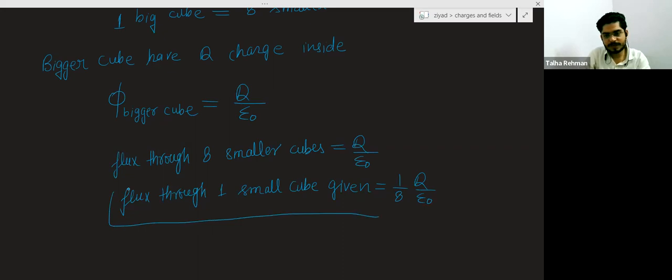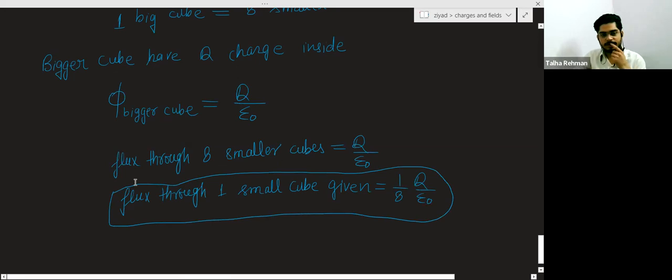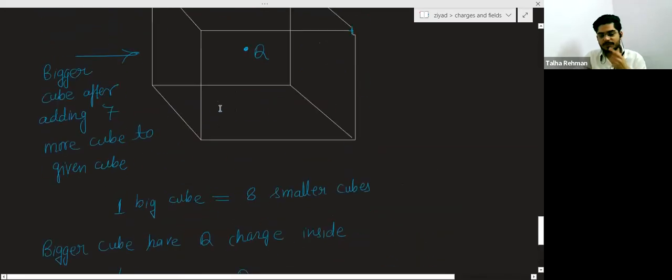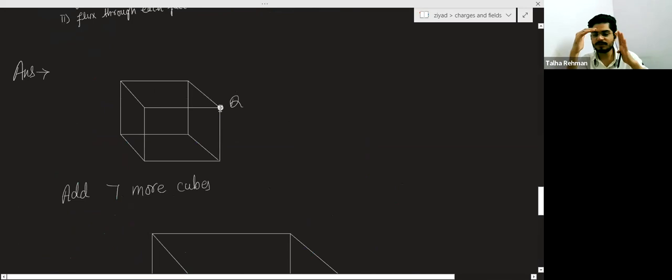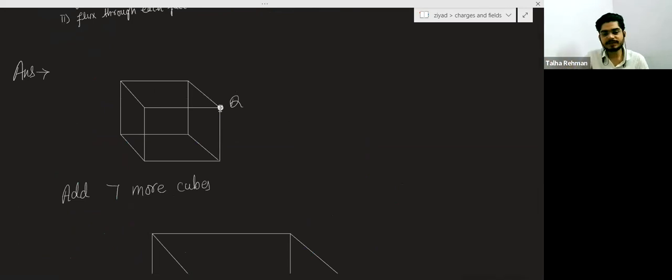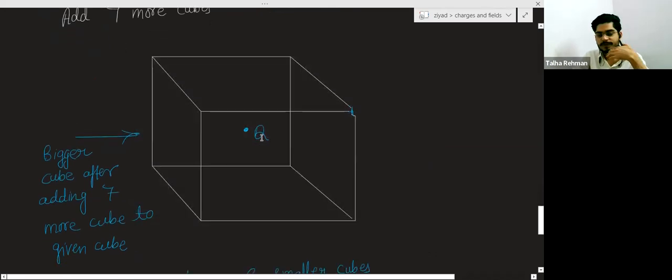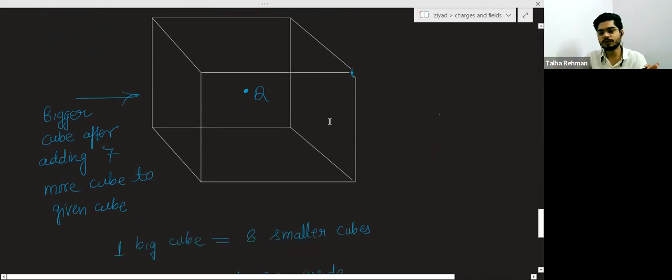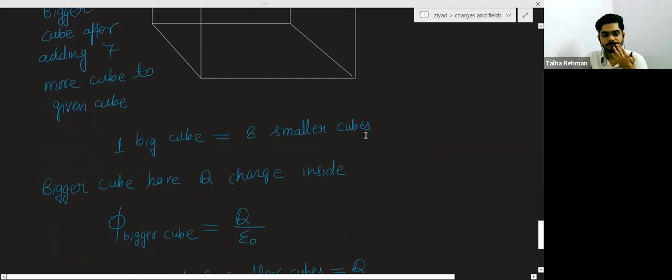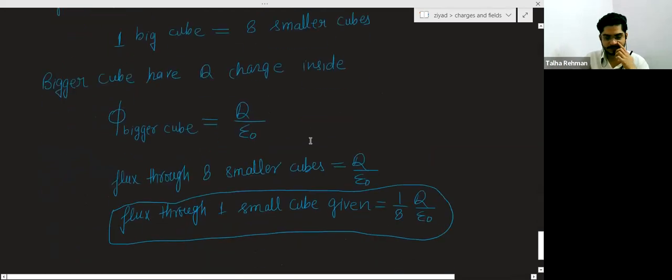So this is the way to solve this kind of question. You should know that we can make one bigger cube by adding 7 more cubes, then we get this structure, and with its help we can calculate the flux through the whole cube. This whole cube is made up of 8 cubes, and flux through 8 cubes is q by epsilon naught. If you want to calculate the flux through 1 cube, you divide it by 8. So this is your first answer.